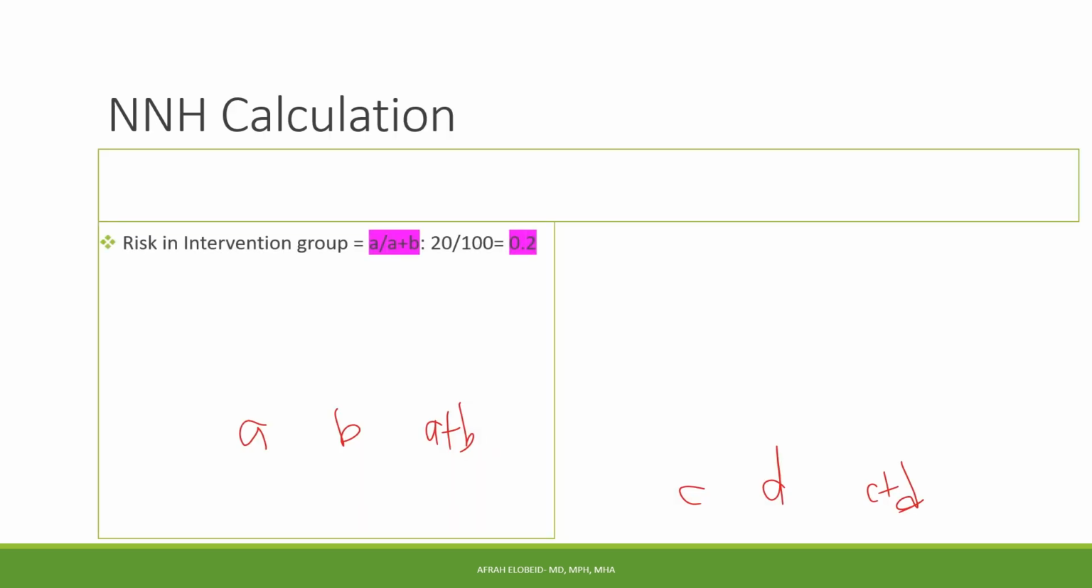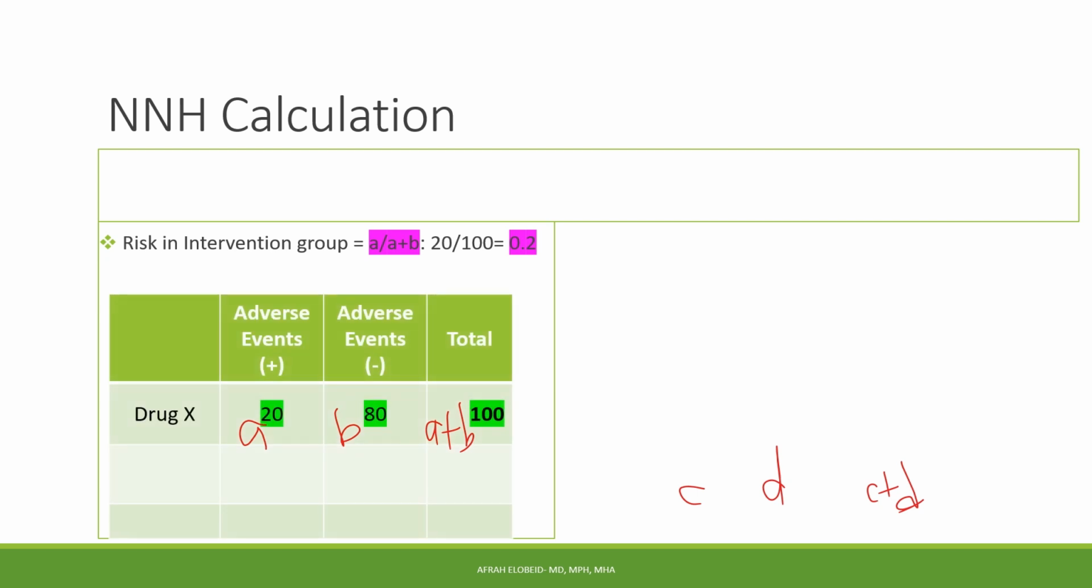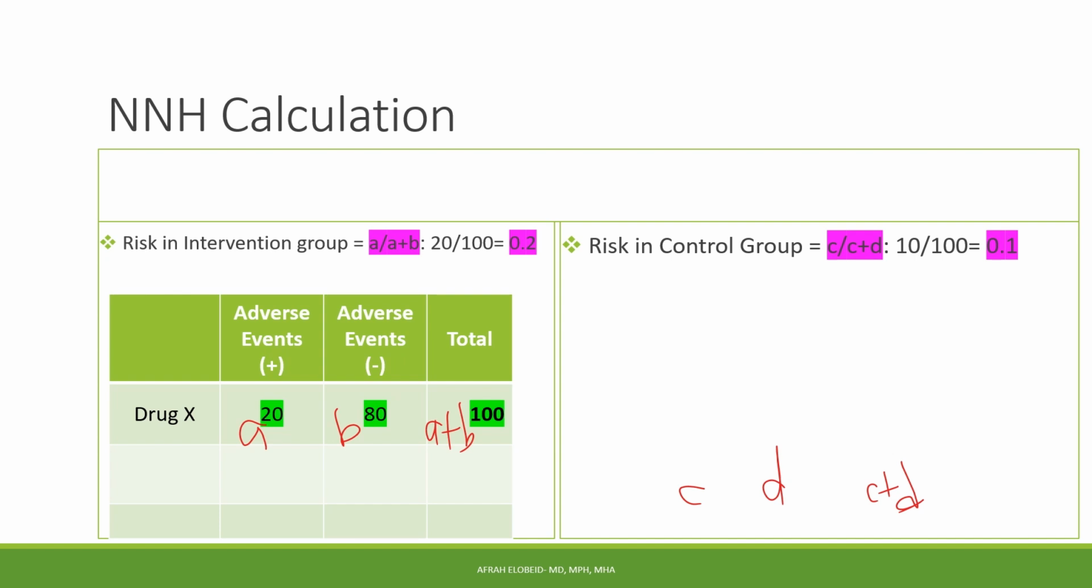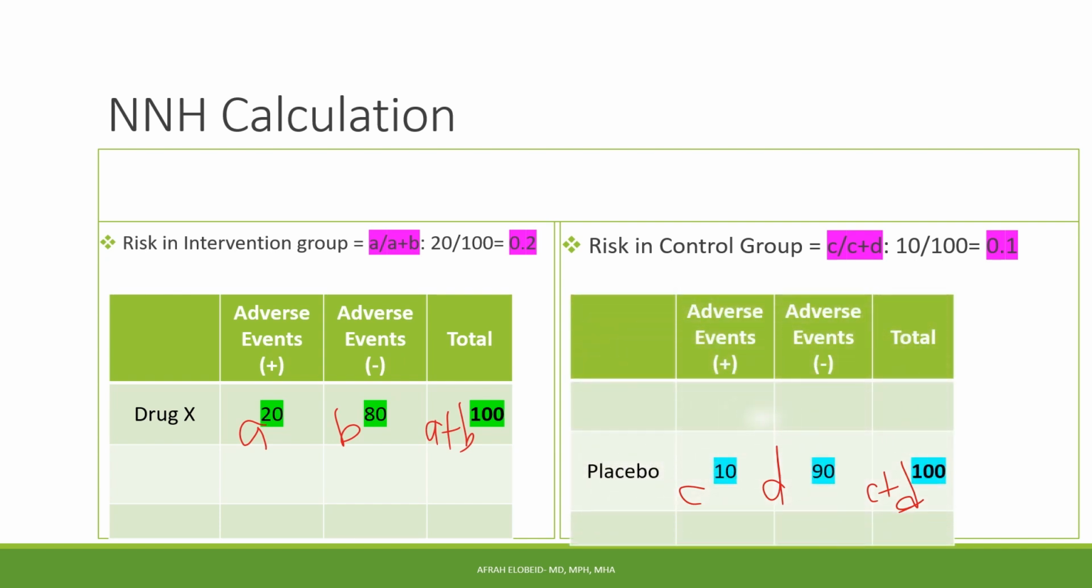We'll start with the intervention group. And as we see here, the risk in the intervention group equals 20 over 100, and the product is 0.2, which is 20%. For the control group, the same equation. And from this 2x2 table, it's 10 over 100, and the product is 0.1 or 10%. Now let's calculate our attributable risk. And the subtraction is 0.2 minus 0.1 equals 0.1. So the number needed to harm would be 1 over 0.1, which is 10.